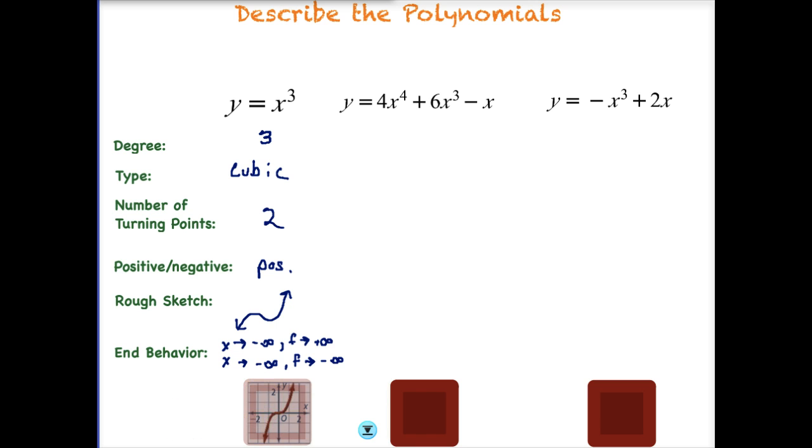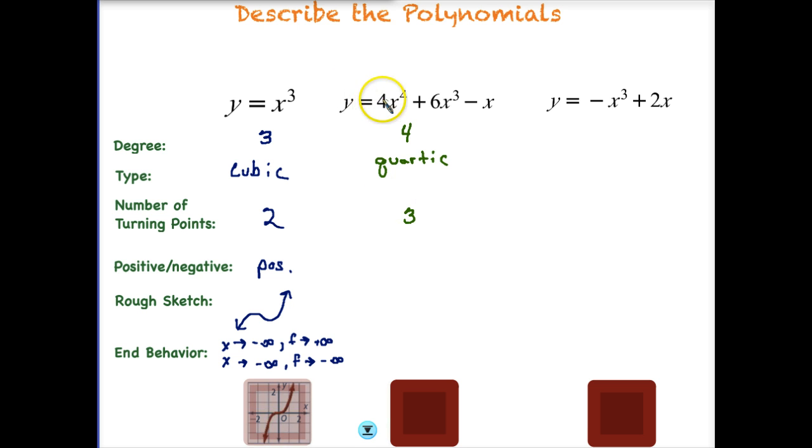Okay, let's go on to number 2 here. So for number 2, what degree is this? If I'm looking at my degrees, I have a 4, a 3, and a 1. We always go with the highest degree. So we know that our highest degree is going to be 4. And 4 represents a quartic function. Number of turning points is going to be 3. It's always our degree minus 1.